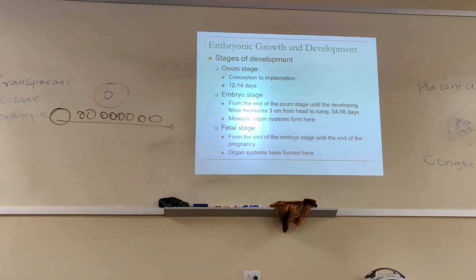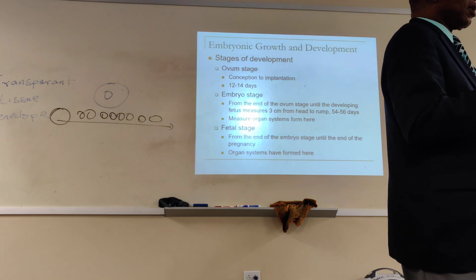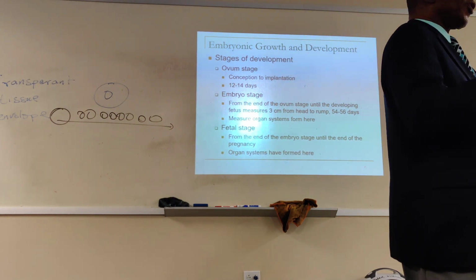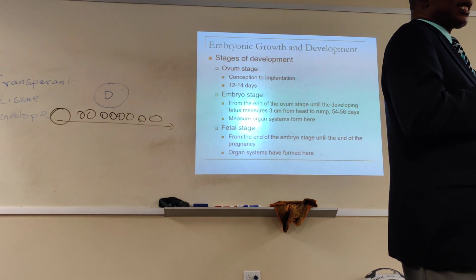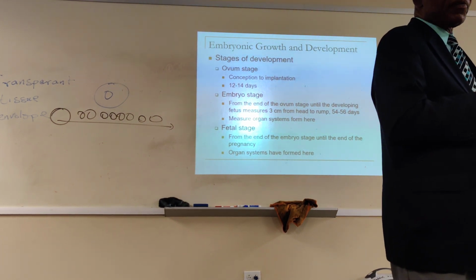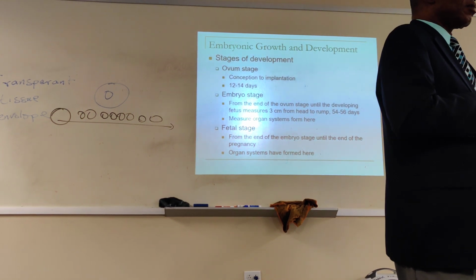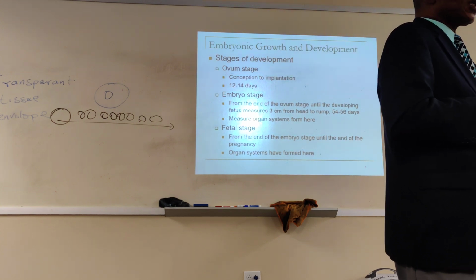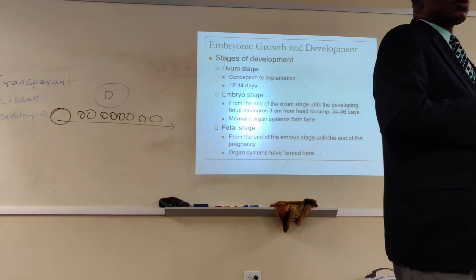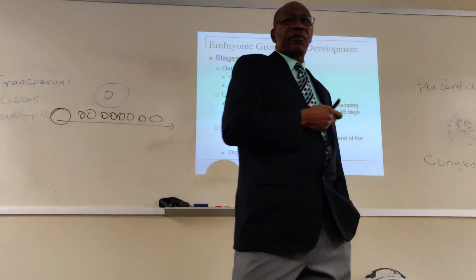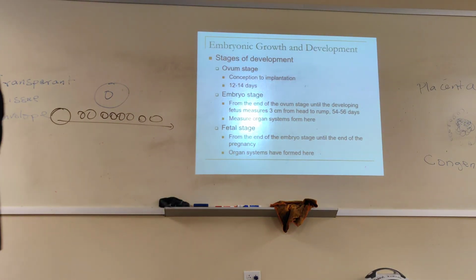But if the baby is exposed to drugs or infections or radiation at this stage, it can lead to abnormal functioning of the developed organs. So it's like the kidneys develop well, but they don't function well. The lungs developed well, but they can't function well. Okay? So it will lead to abnormal functioning of the developed organs. Any questions?